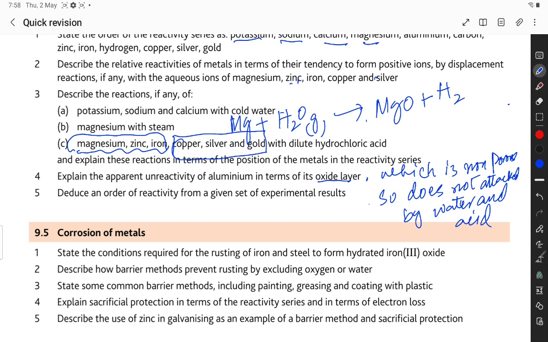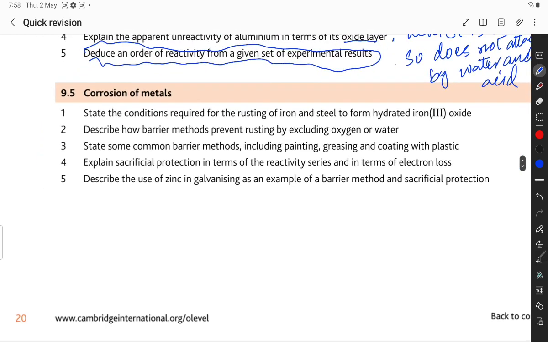Deduce the order of reactivity from a given set of experimental results. For example, with HCl if the experiment is set up, because this is very important from an ATP point of view. So the reaction of these metals with cold water, and especially the reaction of magnesium, zinc and iron with dilute acid, are very important. With magnesium more bubbles of gas, with zinc fewer bubbles than magnesium, and with iron fewer than zinc.